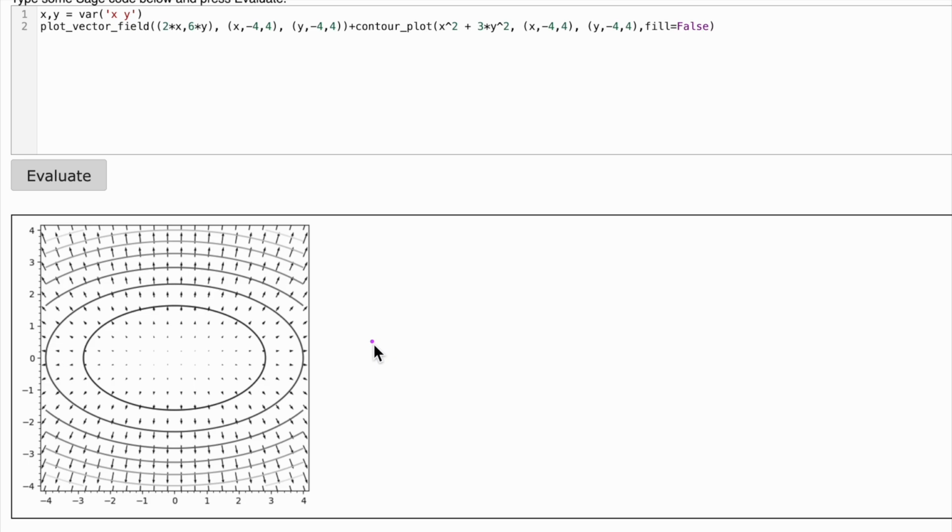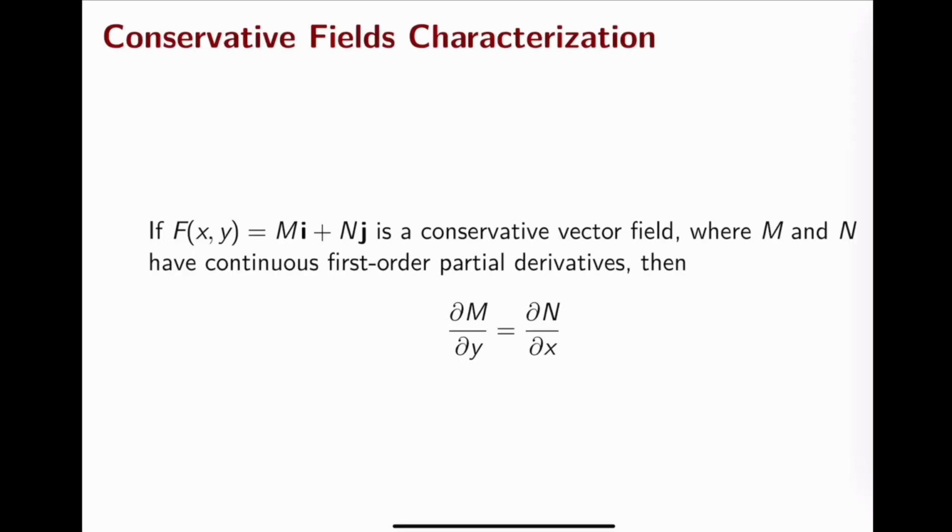So we have a potential function and we calculate the level curves of the potential function. Perpendicular to these level curves is going to be the gradient vector field. So these vector fields that we saw were conservative because we actually calculated them as gradients.